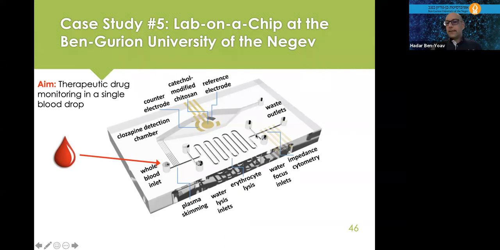And now the last part is detecting the white blood cells. And here the sensors were all the pre-treatment steps for getting the white blood cells. And here, this is an impedance cytometry. You have two electrodes.